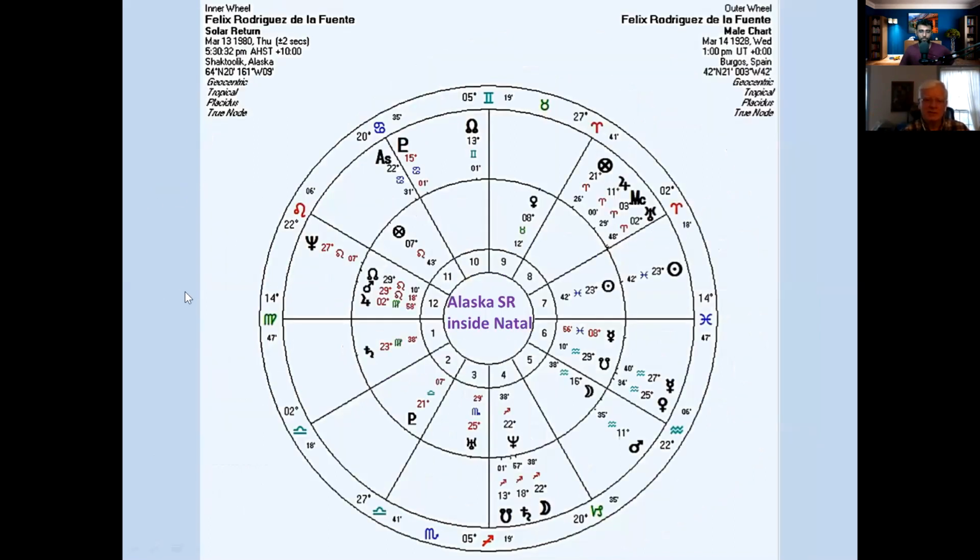And here I put the Alaska solar return with the natal chart around it. Oh, and here, this is quite impressive. His natal Uranus is right on the cusp of the 8th house. Sudden death, right? Would be a meaning of that. This is in the Alaska chart.